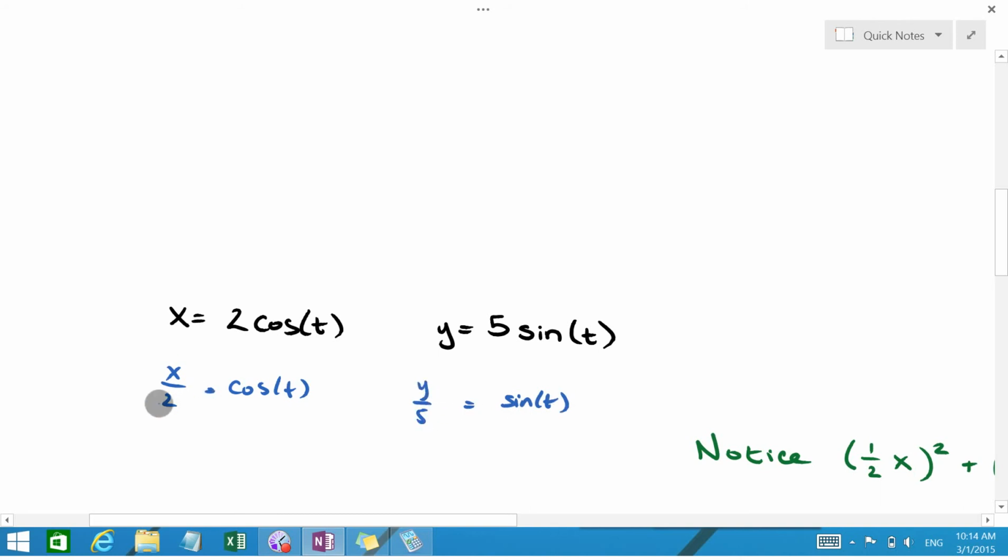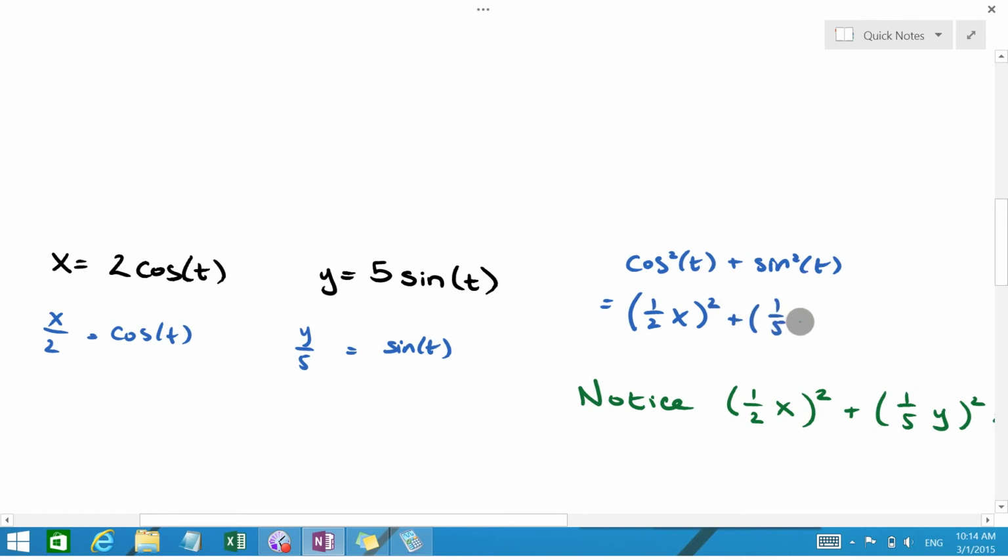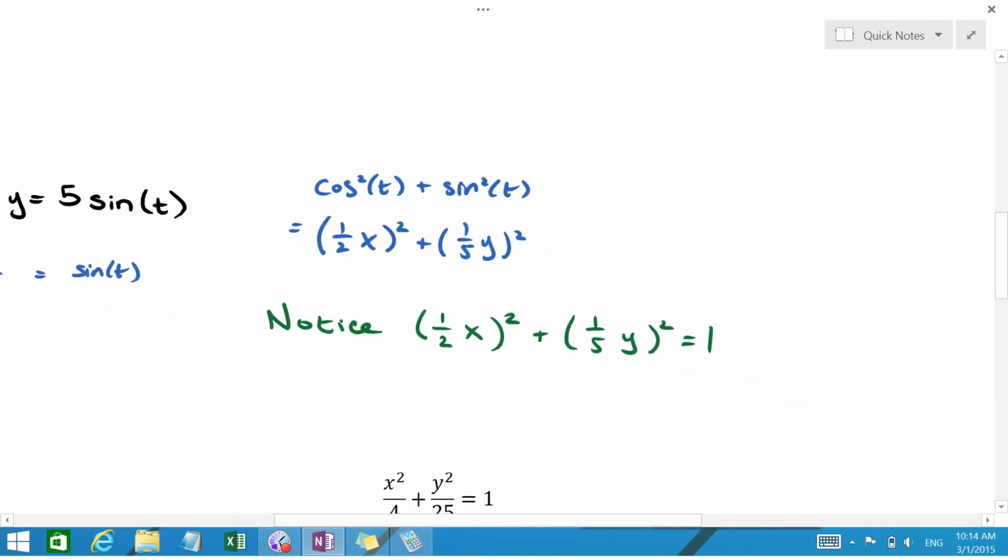So if you square this and square that, you're just taking cos squared plus sine squared. In other words, cos squared plus sine squared is equal to, in this case, 1/2 x squared plus 1/5 y squared, sorry. I have it here in green, and that's going to equal 1.